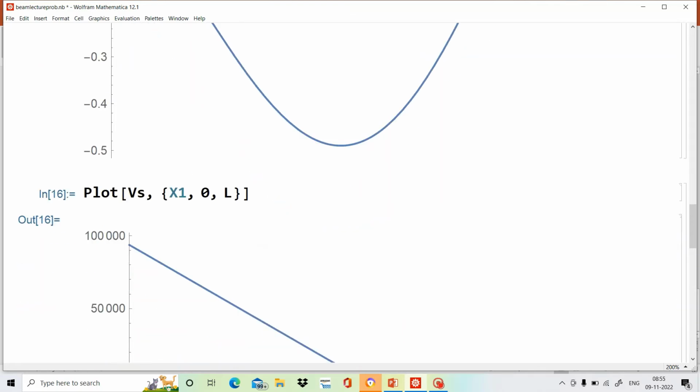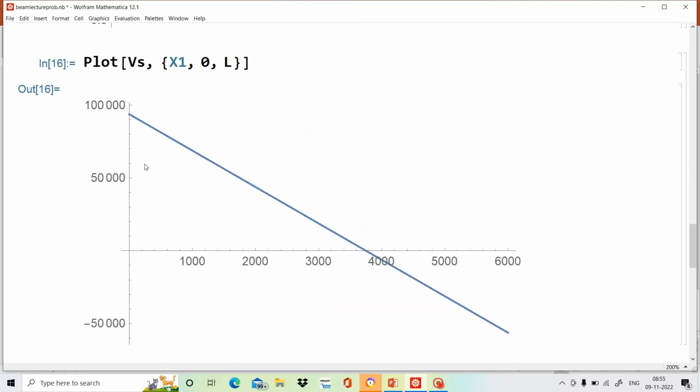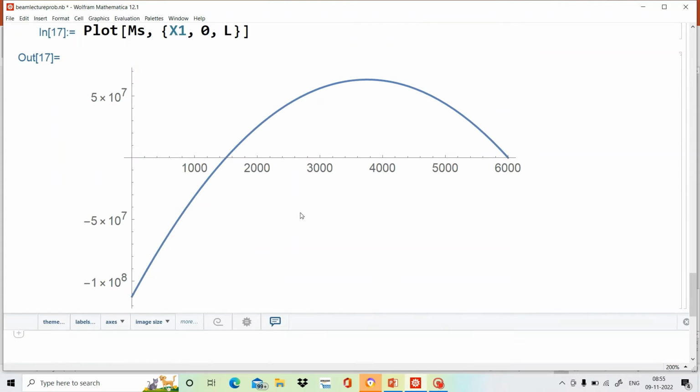The next one we will see is the shear force diagram, shown here, and then the bending moment diagram. We can see that the bending moment is positive in this range, and after this it becomes negative at the fixed end, the clamped condition. Near the clamped boundary it is negative. So this shows the bending moment diagram.